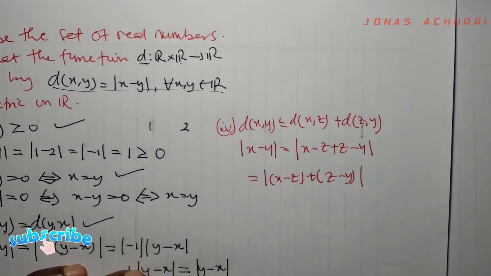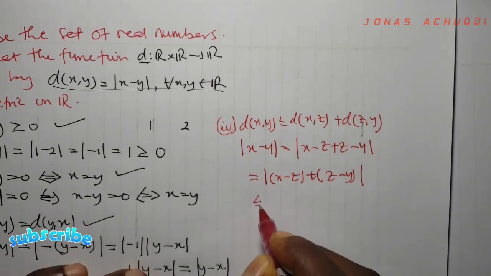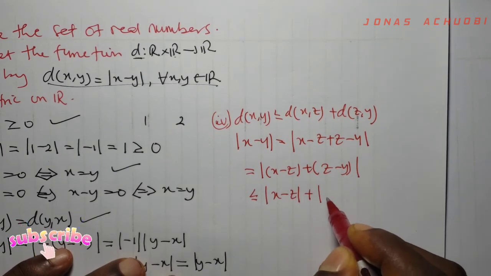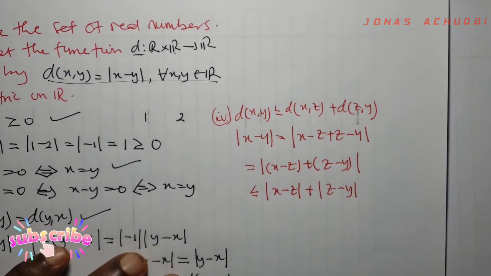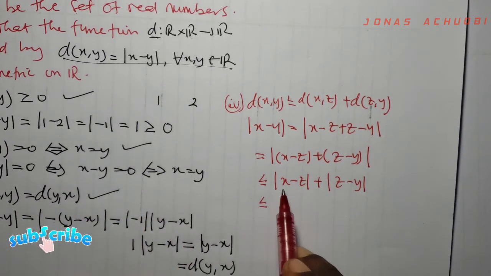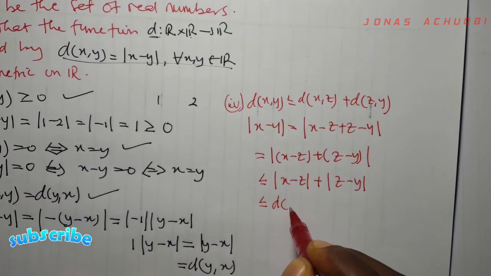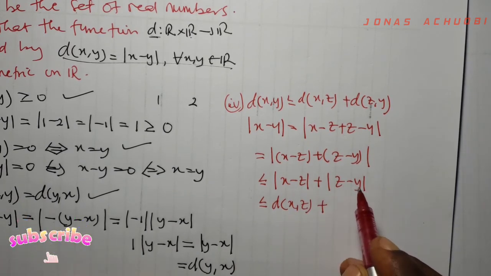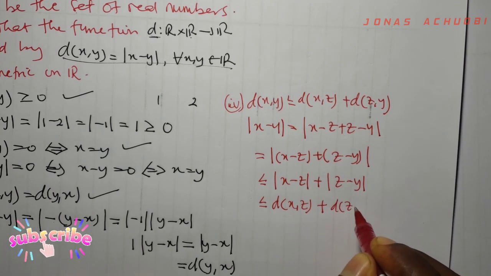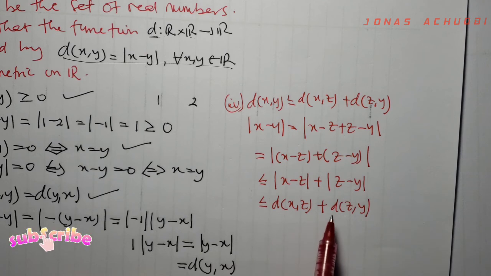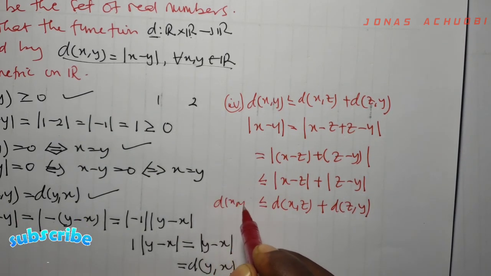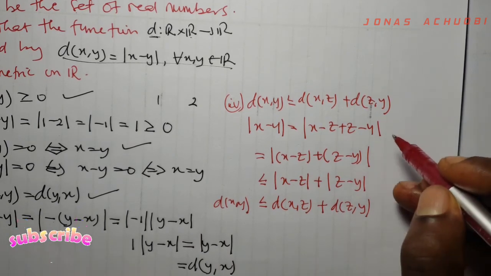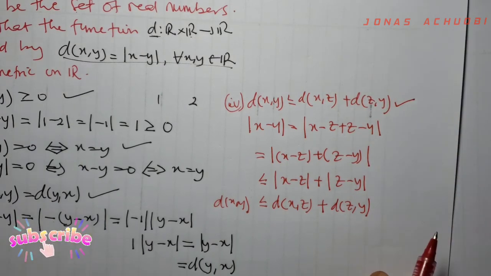Now from our absolute value properties, we can write this absolute value to be less than or equal to the absolute value of x minus z plus the absolute value of z minus y. The absolute value of x minus z is simply the distance between point x and point z, plus the absolute value of z minus y, which is the distance between point z and point y. So we have just shown that the distance between point x and point y is indeed less than or equal to the sum of these two distances. So the fourth condition, the triangle inequality, has also been satisfied.